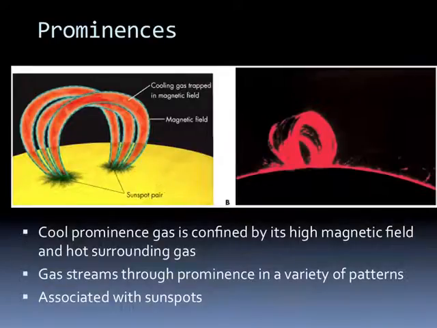So, the cool prominence gas is confined by its high magnetic field and hot surrounding gas. Gas streams through prominences in varieties of patterns, and they are associated with sunspots. Prominences tend to start and stop on a sunspot.